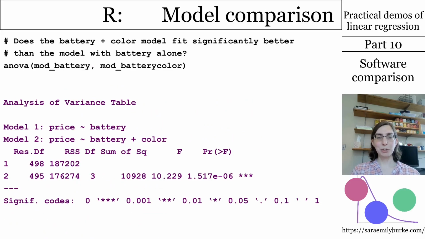And here is the model comparison step. The question we're trying to answer here is whether the model that has battery and color as predictors fits significantly better than the model with battery alone. So I'm calling the anova function with the battery model as the first argument, the simpler model, and the battery color model, the more complex model, as the second argument. And I get this table showing that there's an F with 3 and 495 degrees of freedom that has a value of 10.23 and a low p-value indicating that introducing color into the model significantly increases the variance explained.